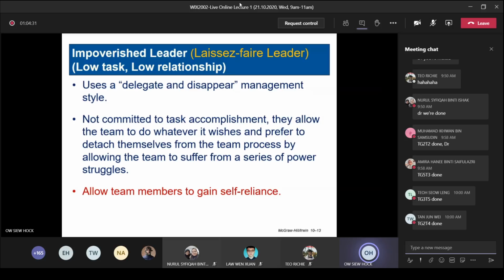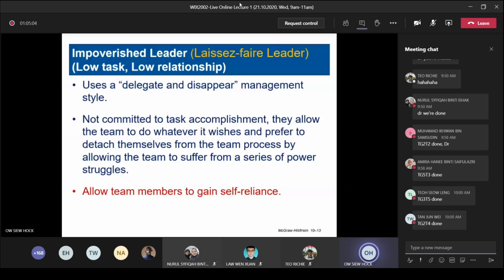So if you are an impoverished leader, that means you are a laissez-faire leader, which is low task, low relationship. So what kind of leadership do you have? This type uses a delegate and disappear management style. Not committed to task accomplishment. They don't care about the task accomplishment. They allow the team to do whatever it wishes, and prefer to detach themselves from the team process by allowing the team to suffer from a series of power struggles.